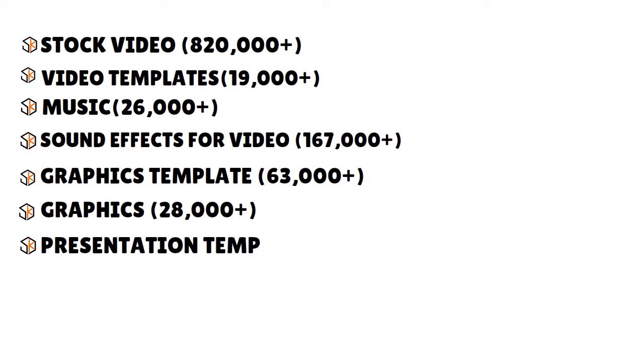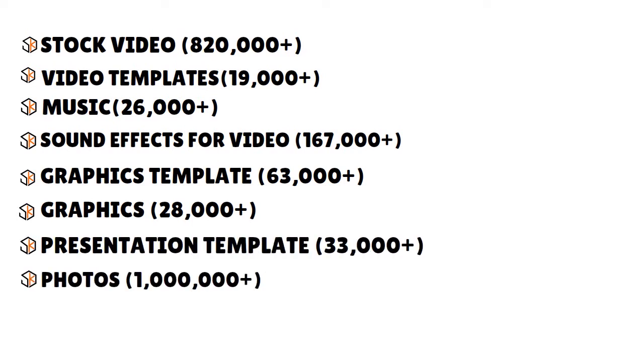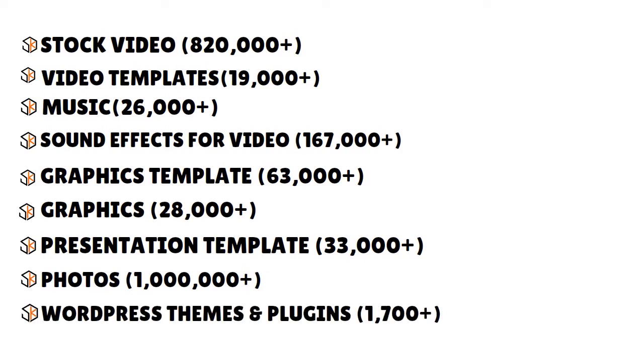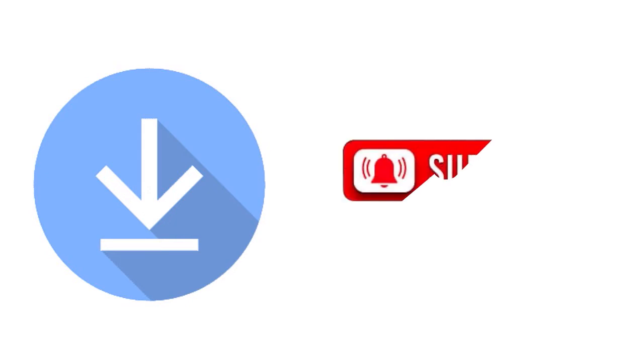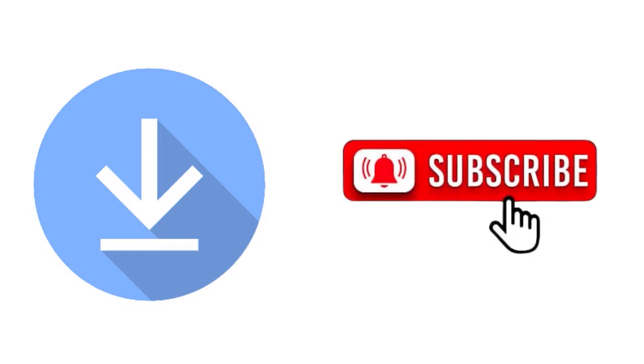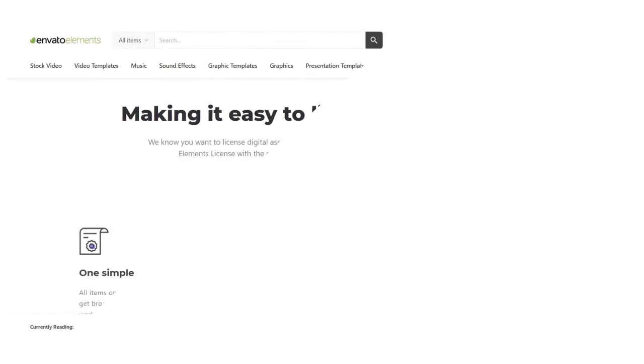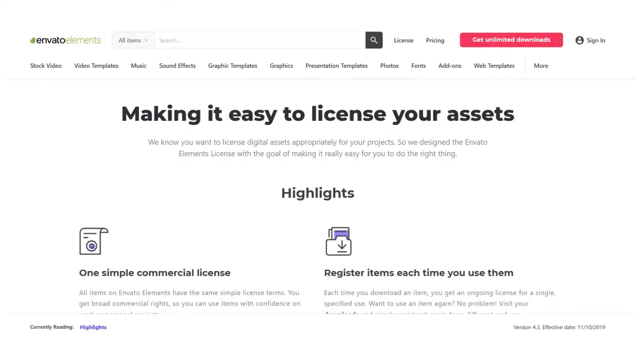Okay. For presentation templates, more than 33,000. For photos, more than 1 million. Think about it. For WordPress design and plugins, more than 1,700. So really, that's what it is. So the downloads on Envato Elements are really unlimited. As long as you have an active Envato Elements subscription, you can download unlimited amounts of items from their library. So if you're looking again for an all-in-one place, that's the place to go.